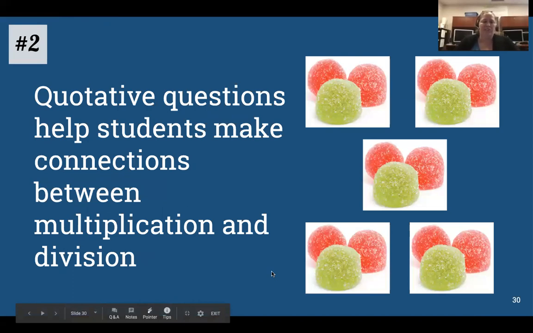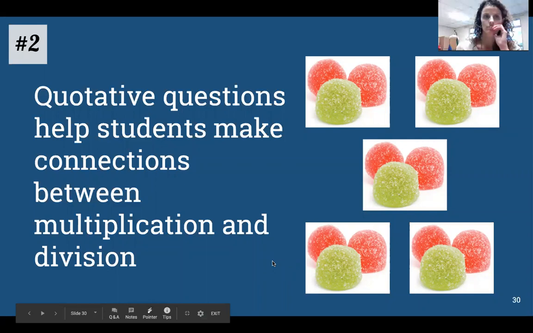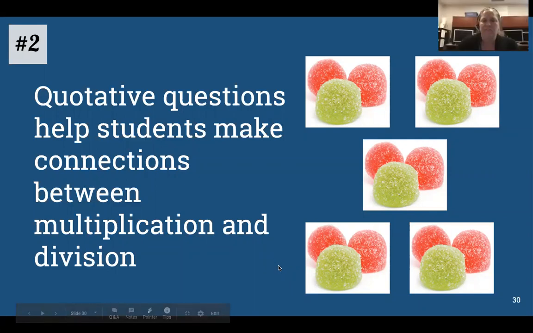Quotative questions, here's reason number 2. Quotative questions help students to make connections between multiplication and division. Because they're working with that composite, it allows them to repeat that composite over and over and over again and build up to solve division. And that building up with the composite looks identical to multiplication questions. Because of that, they can make use of and make connections to multiplication when they're working in division. And that is a powerful and important connection for students to make.